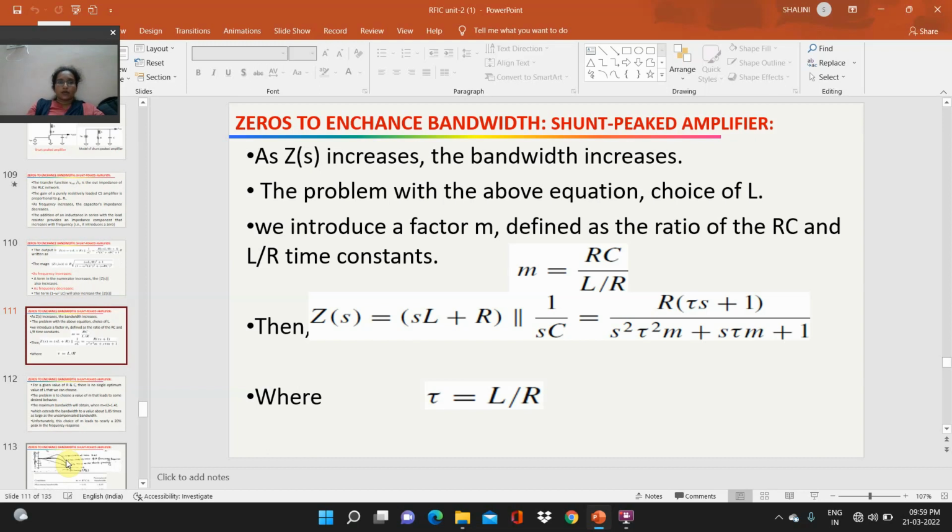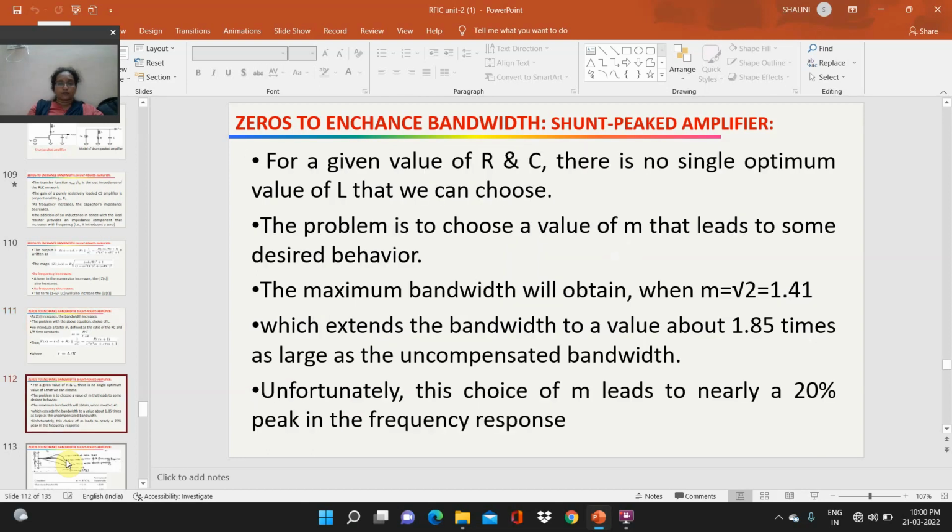The problem with the above equation is the choice of L. We introduce a factor m defined as the ratio of the RC and L by R time constants. Small m is equal to RC by (L by R). Then Z of s is equal to (sL plus R) in parallel with 1 by sC, that is equal to R times (tau s plus 1) by (s square tau square m plus s tau m plus 1), where tau is equal to L by R.